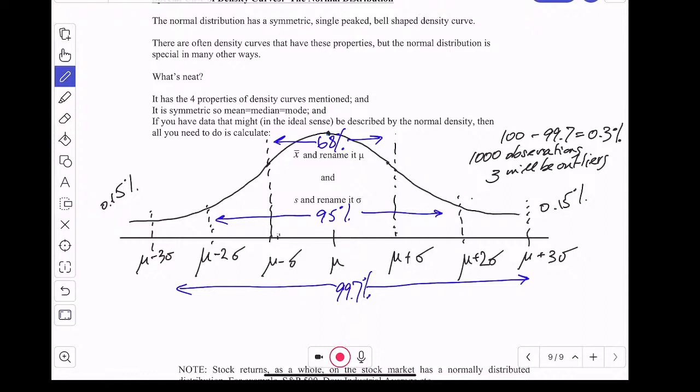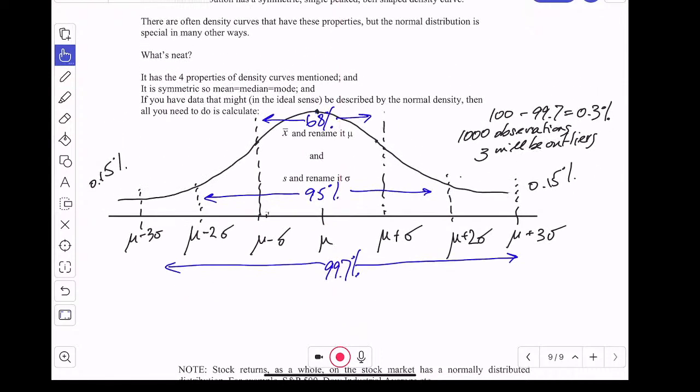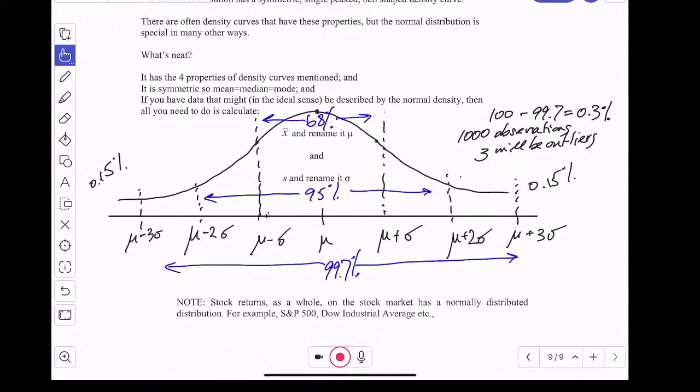There are some more specific properties, but this is all we need for this class, that you know this and know how to apply it. So it turns out that stock returns as a whole on the stock market have a normally distributed distribution. And I mentioned the Dow Jones Industrial Average and the S&P 500. So that's why we need that, okay?